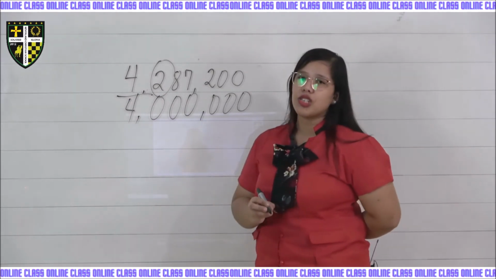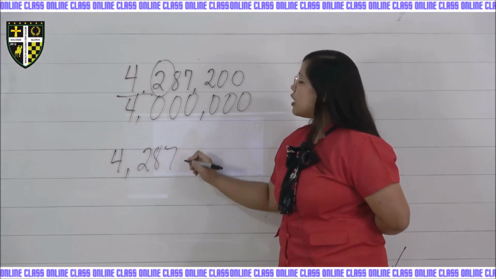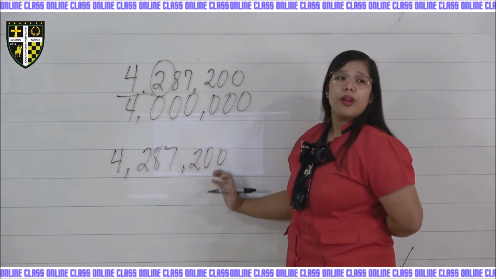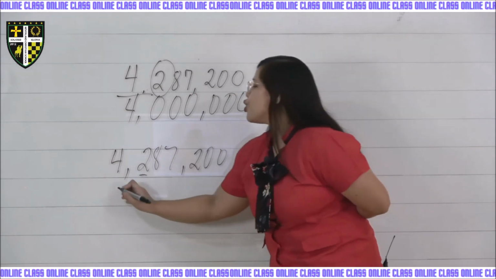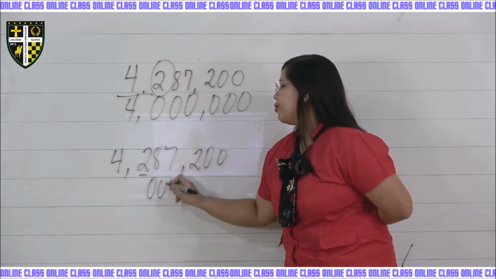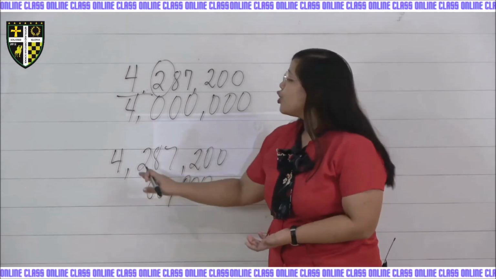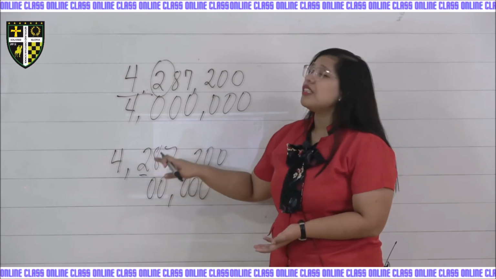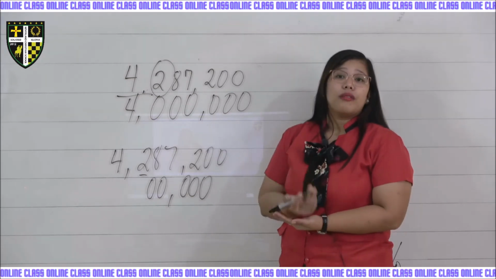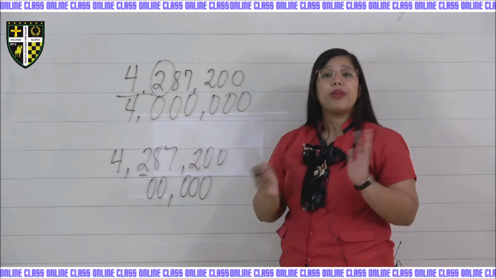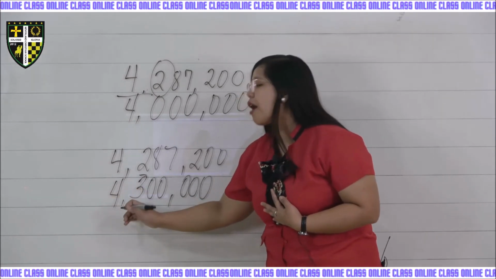And then for the 100,000 again, 4,287,200, the same given. So the 100,000 place is 2, and beside 2 is 8. So 8 will become 0, and the rest of the digits on the right side will become 0, and 2 will become 3. Why? Because the digit on the right side of 2 is 8, and 8 is greater than 5. So meaning we will just add 1 to 2. So it will become 3. And we will just copy 4.